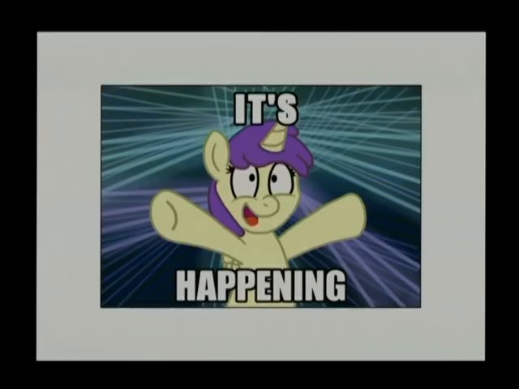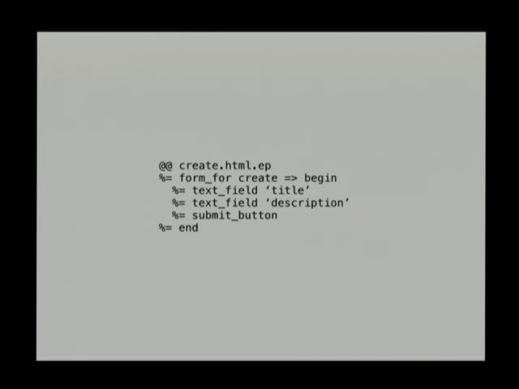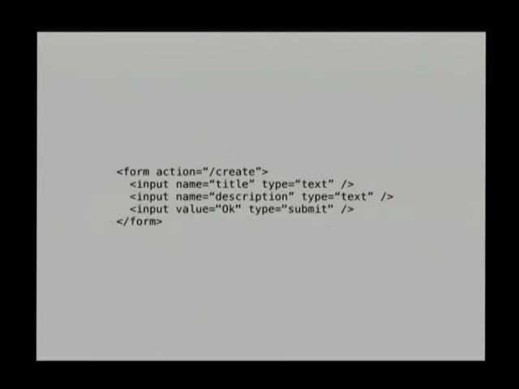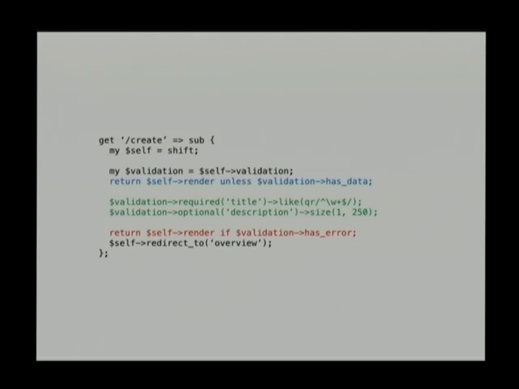Next up, form validation. It took some time, but it's finally here. This is your everyday form using some tag helpers. This is the HTML it generates. Form validation usually works in three steps. Step one in blue, we check with has data if a form has actually been submitted. Step two in green, parameters are defined as required or optional with one or more checks. And step three in red, we check if validation failed with has error and render the form again if it did. That's all.